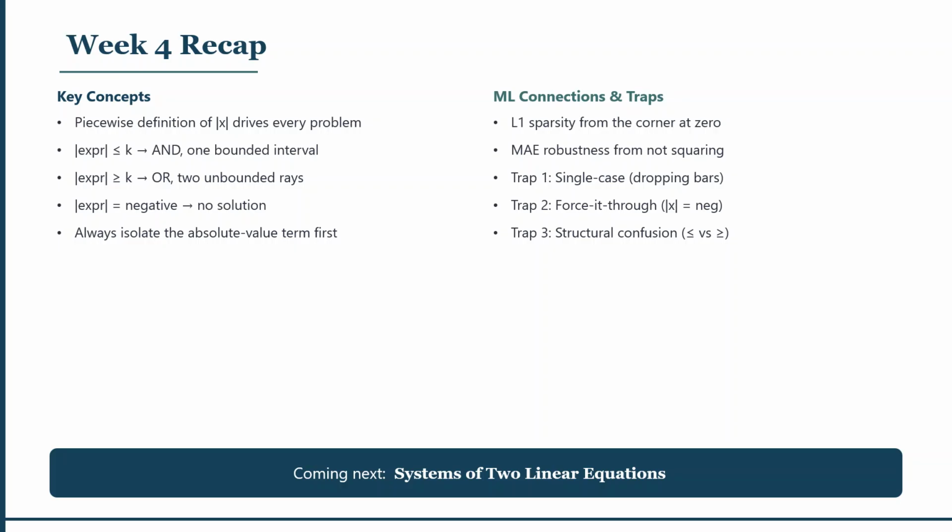3 trap families fell this week: the single case trap, writing only the positive split; the force it through trap, assigning a value to the absolute value of x equals negative k instead of declaring no solution; and the structural pattern confusion, mixing up the interval shape for less than or equal to versus greater than or equal to. The cumulative review reinforced PEMDAS, multi-step isolation, the inequality flip rule, distribution with negatives, and identity versus contradiction diagnosis from weeks 1 through 3. That closes the 4-week opening unit.